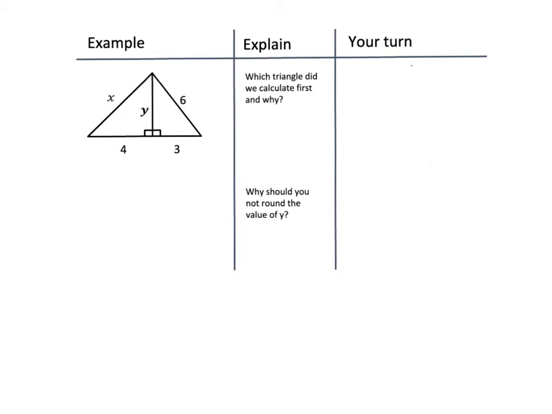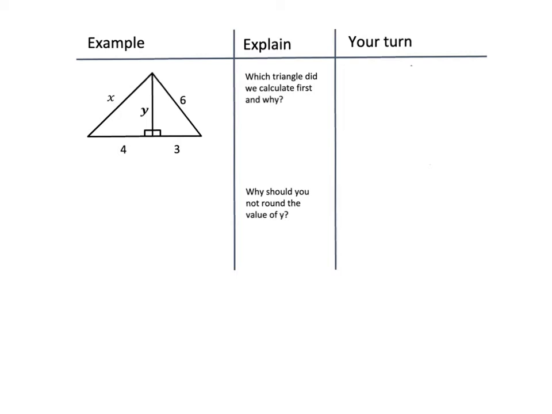Now, if we look at the right-angled triangle which involves x, we're looking at this triangle here. The problem with finding x at this point is we know the length of the base side, 4. The height is y, we don't know that. And the longest side, the hypotenuse, is x, and we don't know that either. So at the moment, we only know 1 out of the 3 sides.